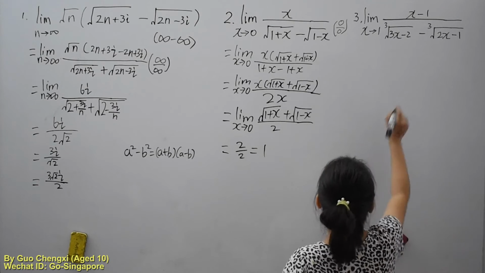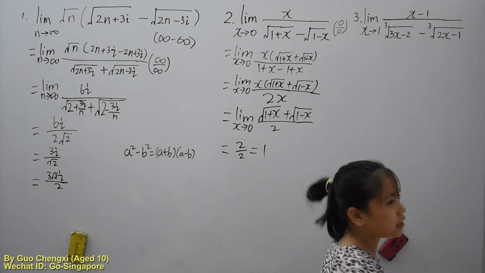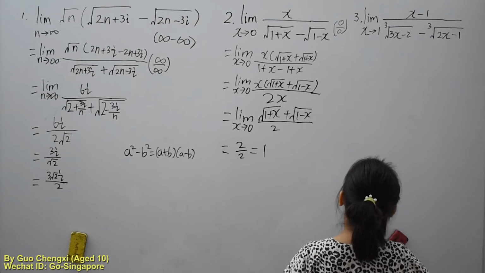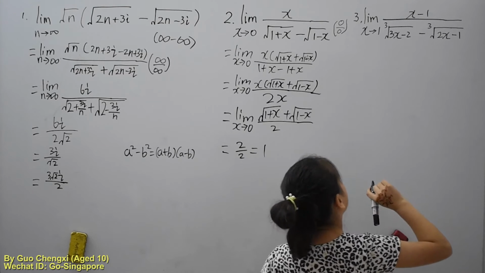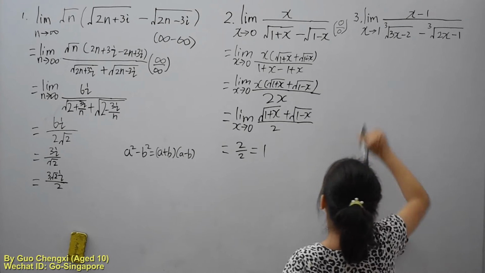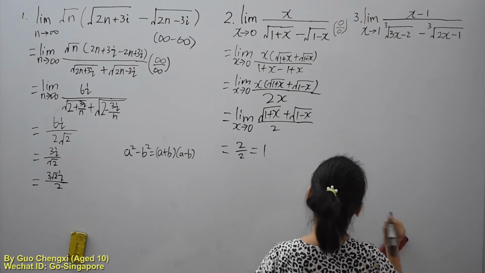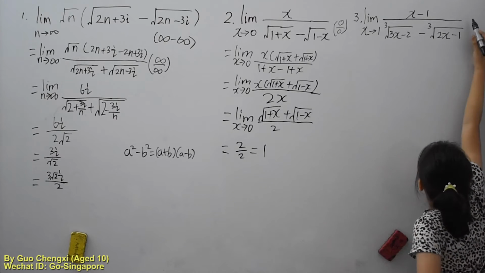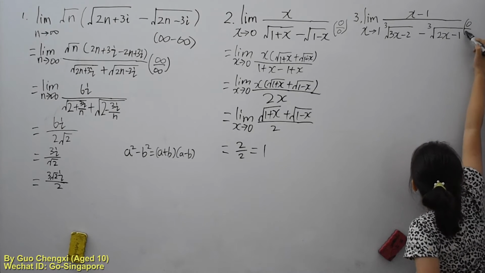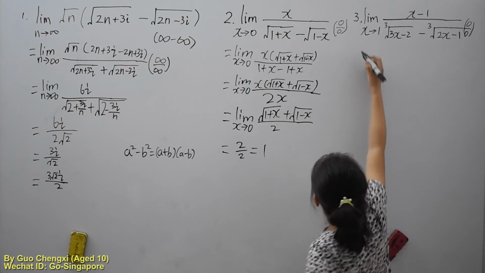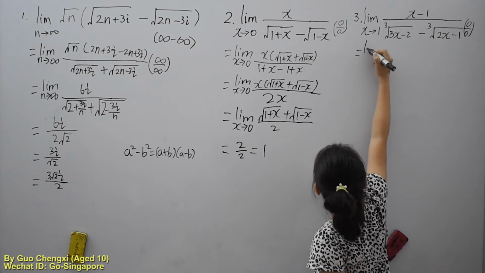But for this part, now let's see. 1 minus 1 equals 0. Then for this part, x approaches 1, so here the cubic root of 1 becomes 1, and 1 minus 1 equals 0. So for this part, it is 0 over 0. Alright, so let's see for this question.